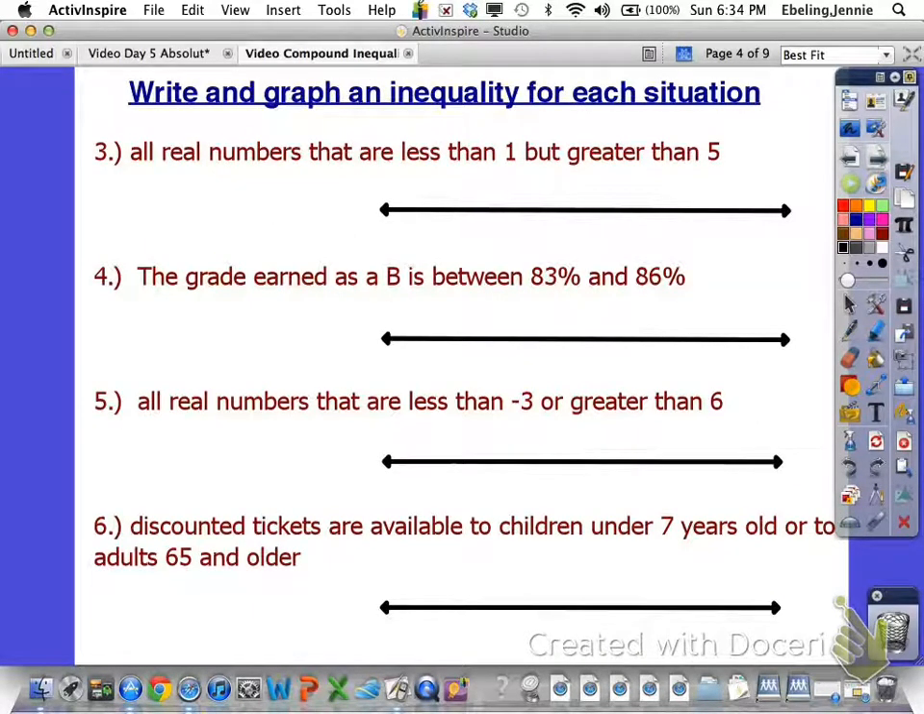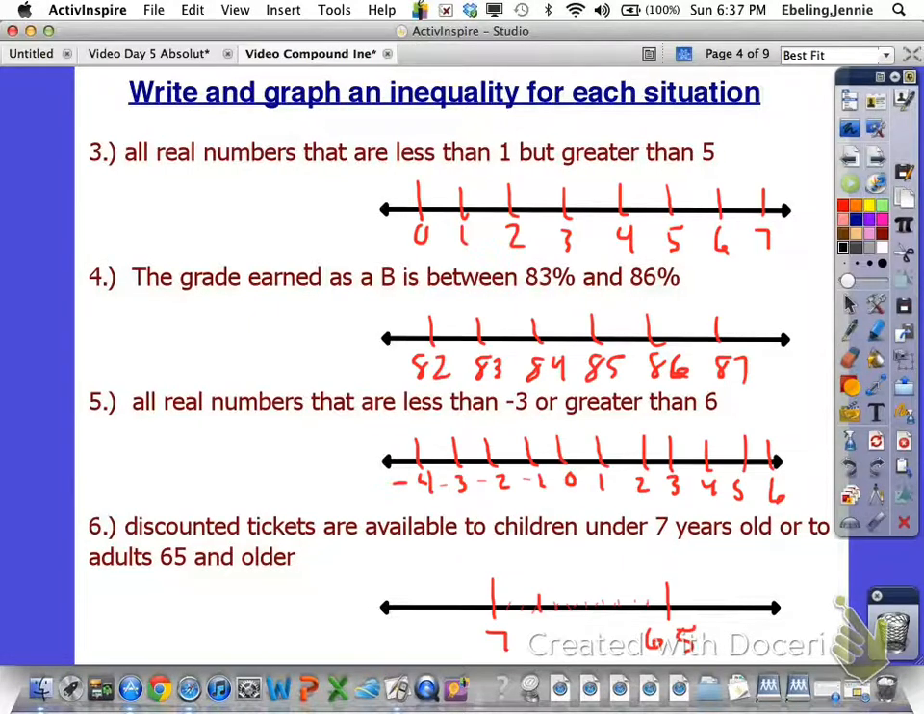Here are some word expressions that we're going to rewrite as an inequality and then graph. Okay, this says all real numbers that are less than 1 but greater than 5. Let's think about what that might look like. All real numbers that are less than 1. All numbers less than 1 would look like x is less than 1. So I would graph that in, but greater than 5.